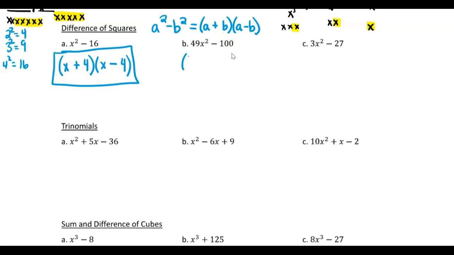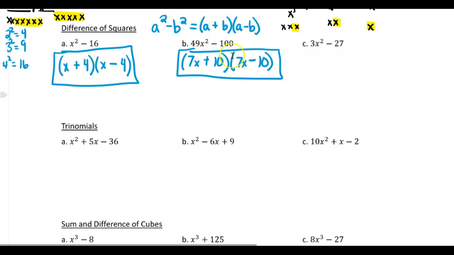So the square root of 49 is 7. Square root of x squared is x. The square root of 100 is 10. So both factors are going to have 7x and 10. One will be 7x plus 10. One will be 7x minus 10. And it does not actually matter which one you pick first. You could do the 7x minus 10 first and then the 7x plus 10. It makes no difference.